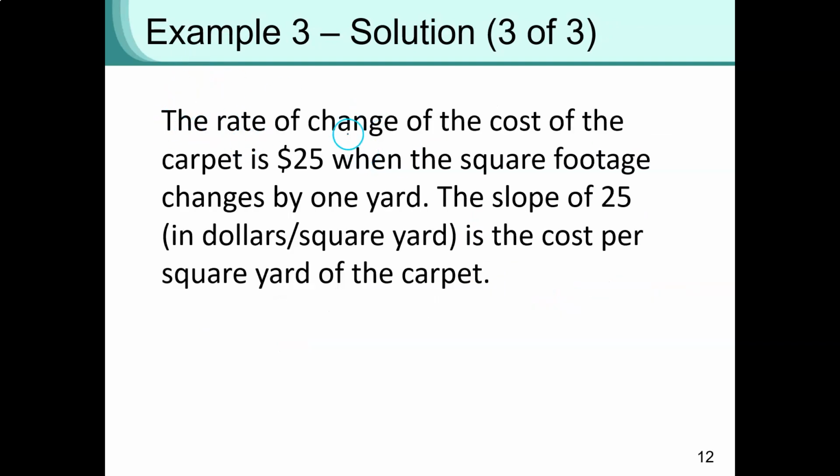Let's see here. The rate of change of the cost of the carpet is 25 when the square footage changes by 1 yard. So the way I just interpret it is shorter: I just say per each square yard, the cost change of the carpet is $25. Okay.